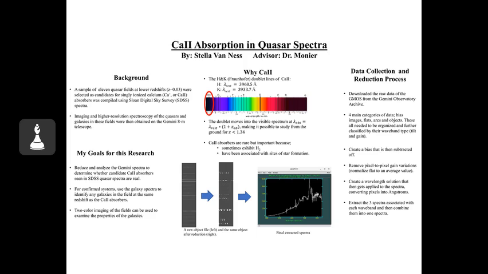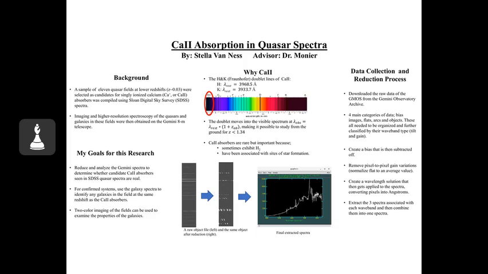And if there's a cloud of gas in between Earth and a given quasar, we can study that gas by looking at the quasar spectra. I've been looking at 11 different quasar fields that show signs of calcium-2 absorption in their spectra. Data for these fields was obtained using the Gemini 8 telescope, which is located in Chile.